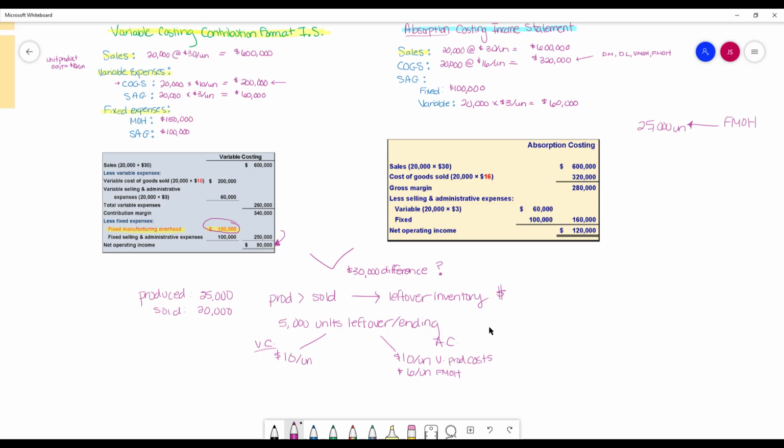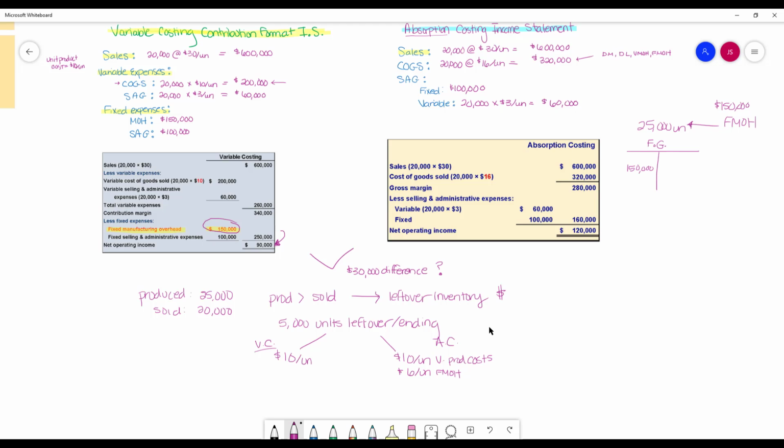So remember we said for a cost to be released from inventory, or from finished goods, we have to sell the units. So when we produced those 25,000 units, not only did we attach the variable production costs to them, but we also attached the fixed manufacturing overhead from that period to them, $150,000 of it. That $150,000 of fixed overhead, along with the other production costs, was put into finished goods.